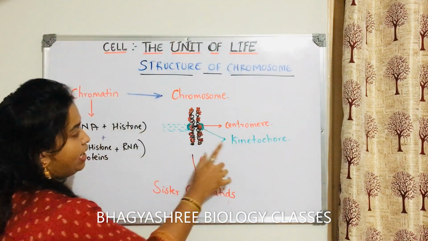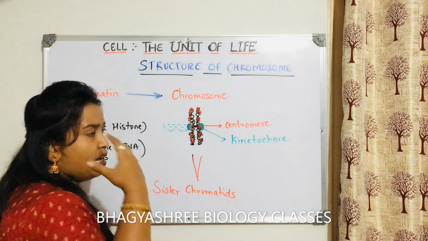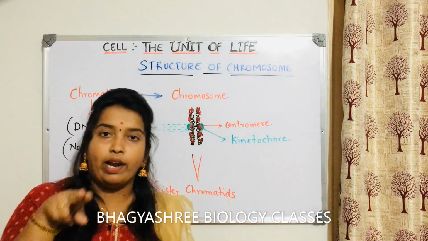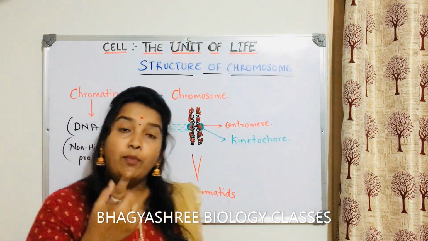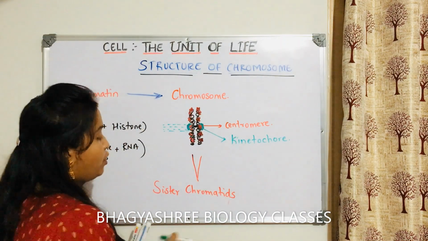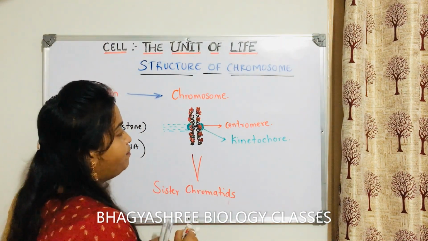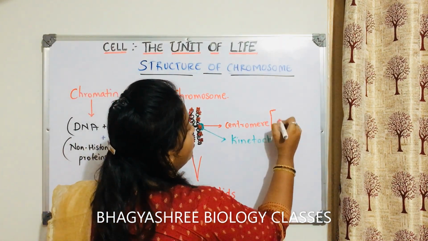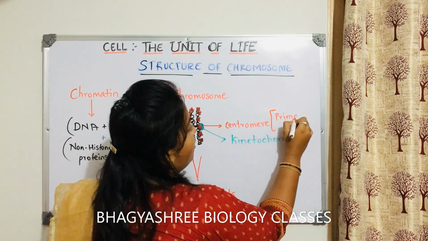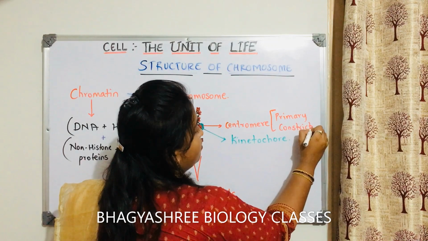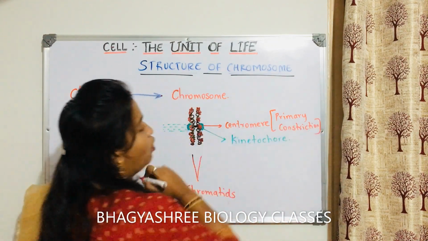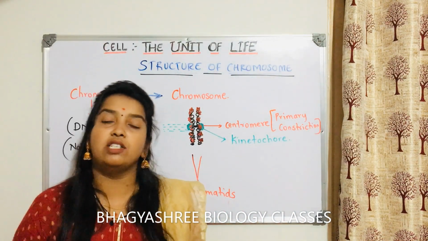So, what we studied now? The central region or any region where two chromatids are joined. This is one thing. That is called centromere. There is one more name for the centromere. Centromere is also called as primary constriction. It is also called as primary constriction.